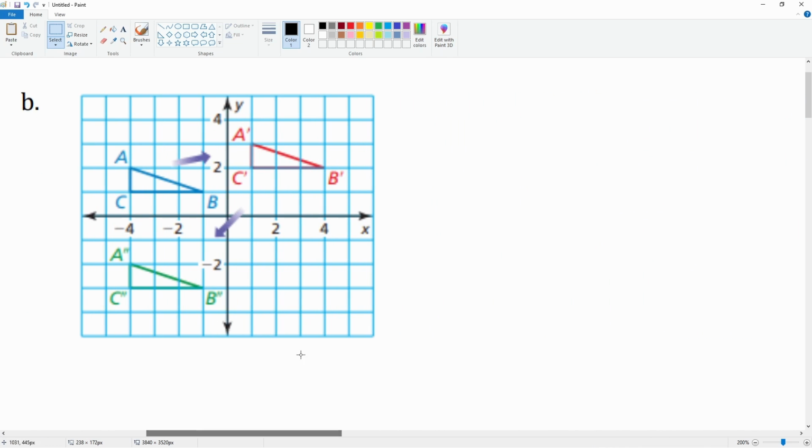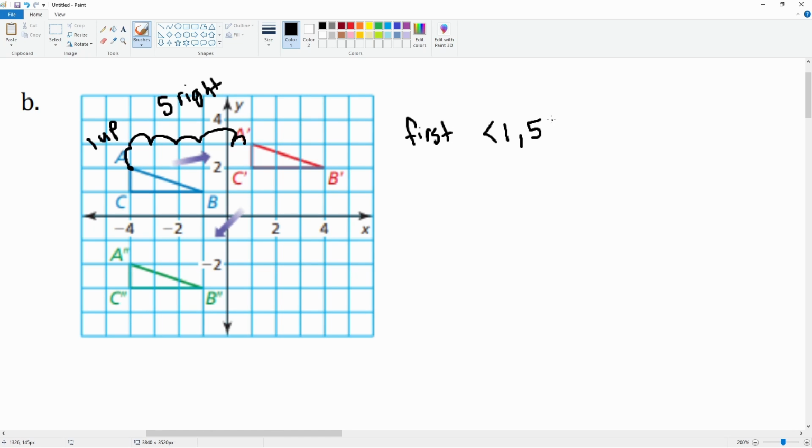All right, so for B, let's count. The original is A, B, C, and it goes to the prime. So let's count that. Here's A. It goes up 1. Then it goes 1, 2, 3, 4, 5, 5 right. So first, it is 1 up, 5 to the right. Positive, right? No, that's wrong. It's 5, comma 1, because remember, the first one is for left/right. It's for the X values. Comma, up/down for the second value. It's in this format. So we went right 5, then up 1.